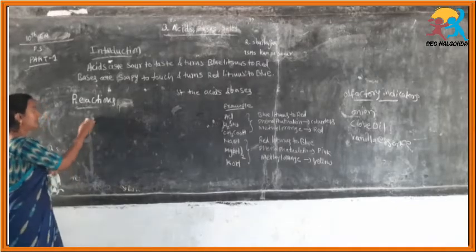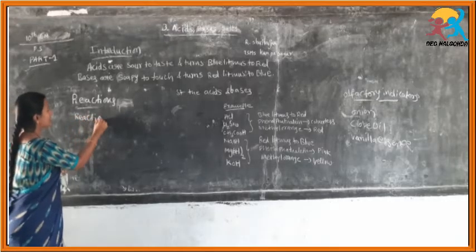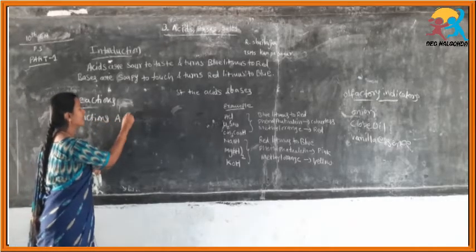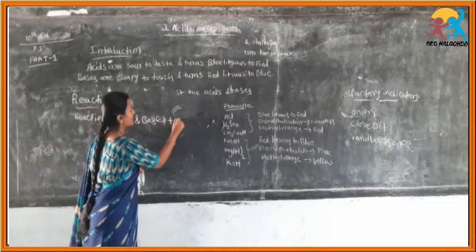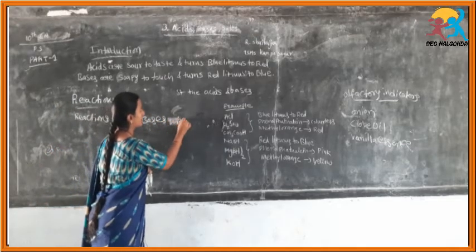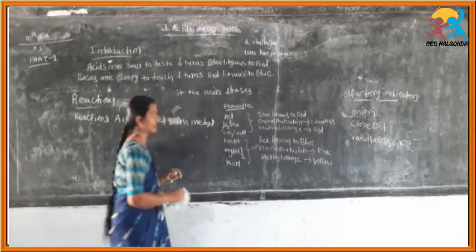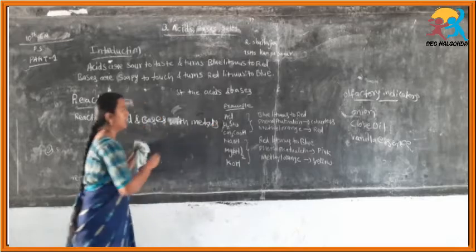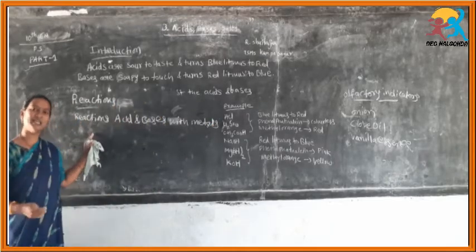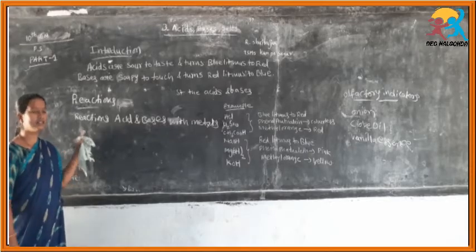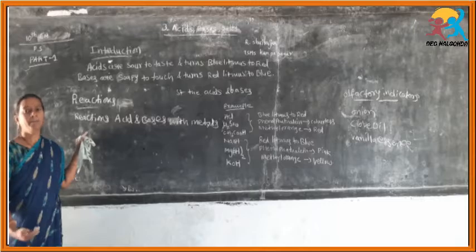So there is, one, the reaction of acids and bases with the metals. Okay, reaction of acids and bases with the metals. So how are the chemical reactions of the acids and bases with other substances? Here, how do acids and bases react with the metal?